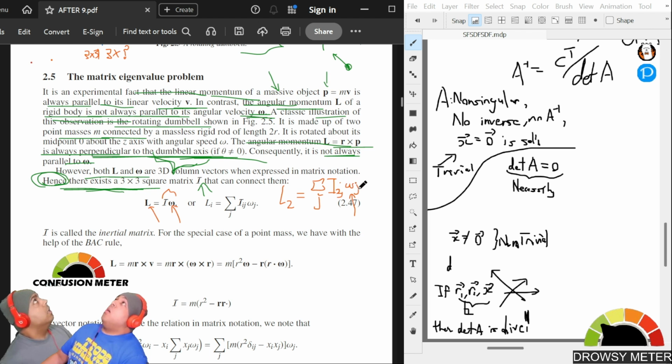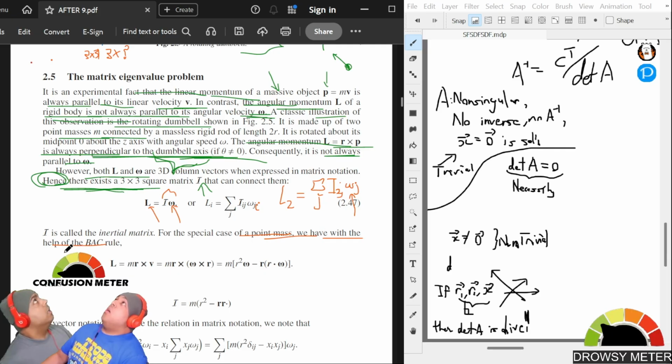But if this wasn't a 3 by 1, I assume it would be like Ji or something, because that's all the definition of matrix multiplication is, question mark. I is called the inertial matrix for the special case of a point mass.